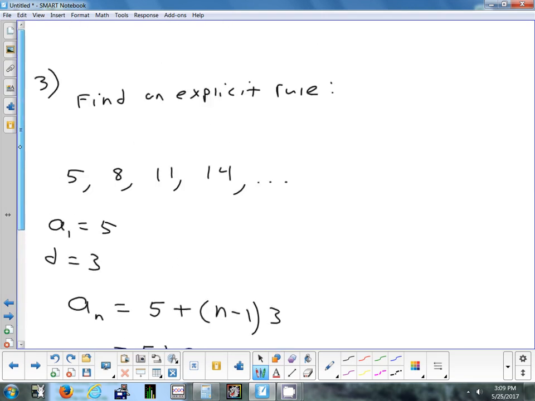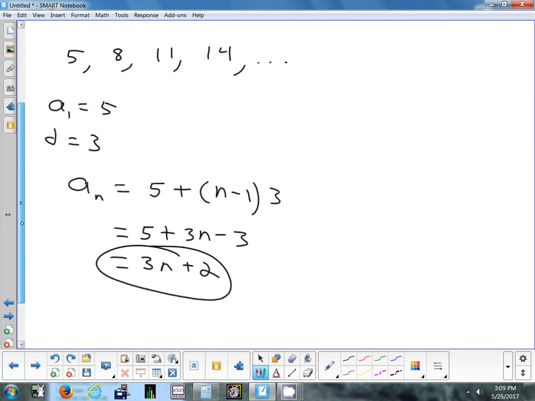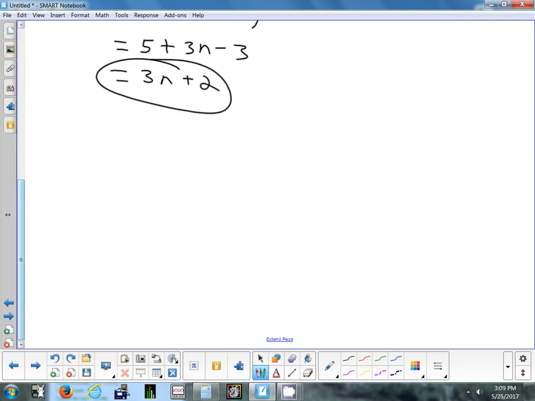Let's do the same thing. Let's find an explicit rule, except let's try geometric. All right, so give me any number you want to start with. 6. All right. And what do you want to multiply by each time? 3. So we have 6 times 3 is 18. 18 times 3 is 54.